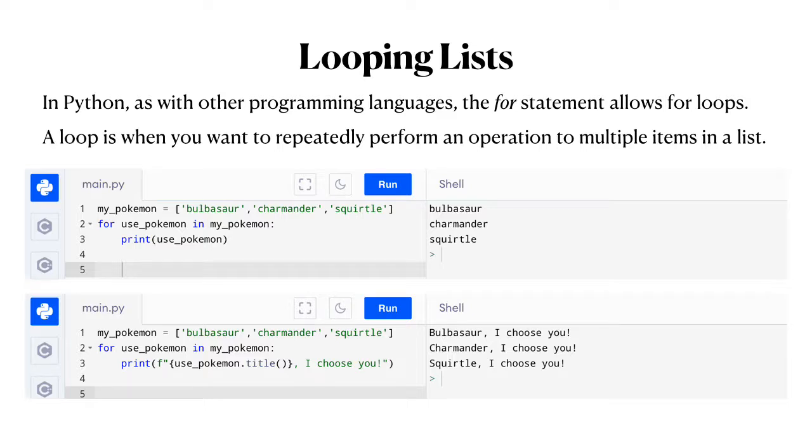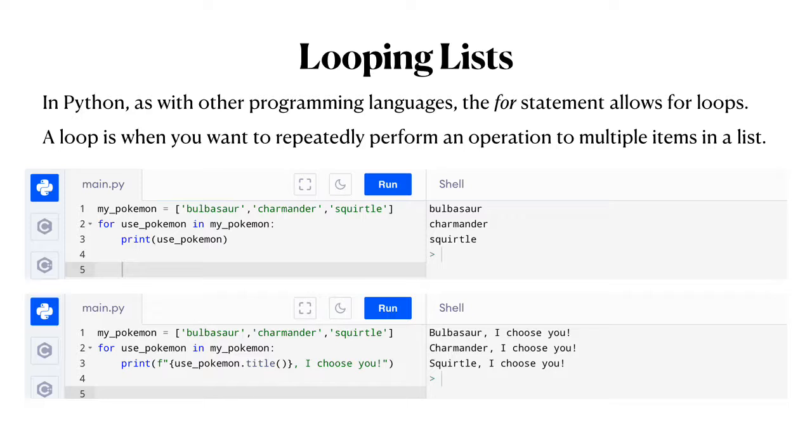So, Squirtle is now the use Pokemon. So, Python prints it too. That's why Squirtle came out after Charmander. So, after the my Pokemon list is used up, Python immediately ends or terminates the program.